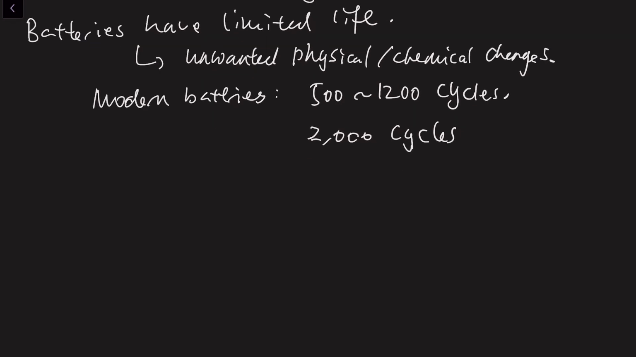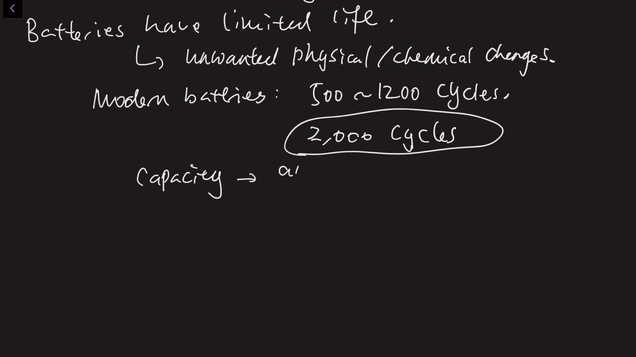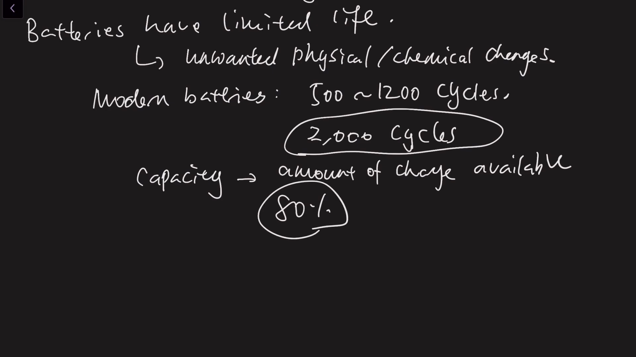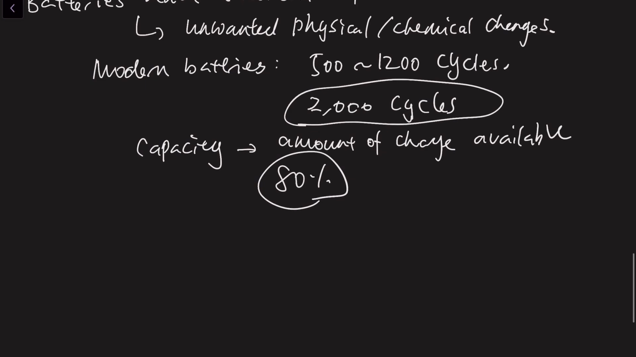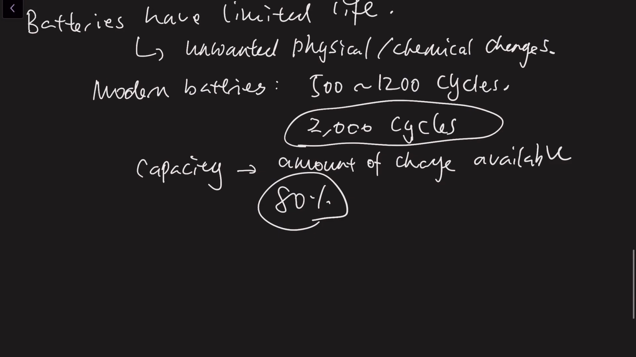And when you have done lots of recharge and discharge cycles, the capacity, which is defined as the amount of charge available, may drop to 80% of the original designed capacity. And this would decrease how long the battery can last between charges. So as you use your mobile phones or laptops, you would notice a decrease in battery life over time. And these are caused by several factors.